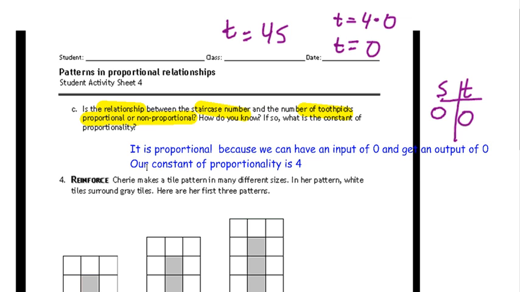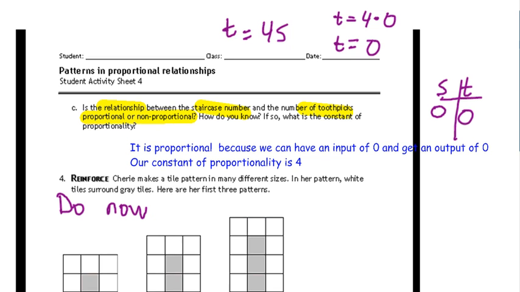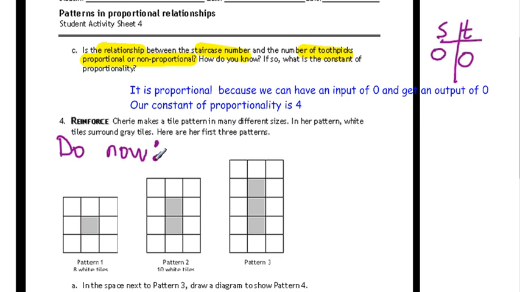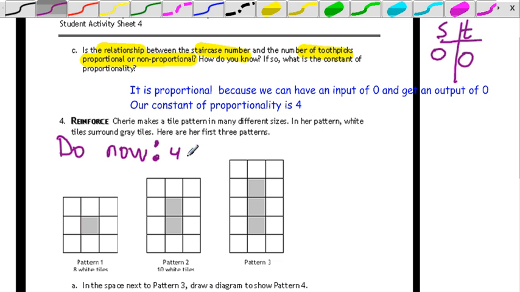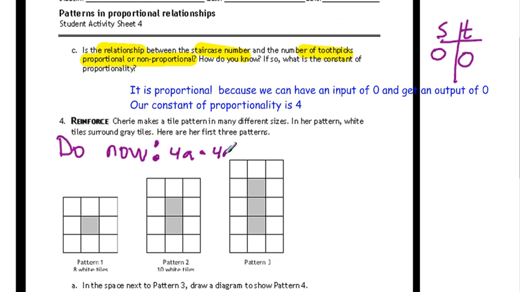All right, on your own, do now. I need you guys to finish up number 4. I need you to finish 4A to 4G.